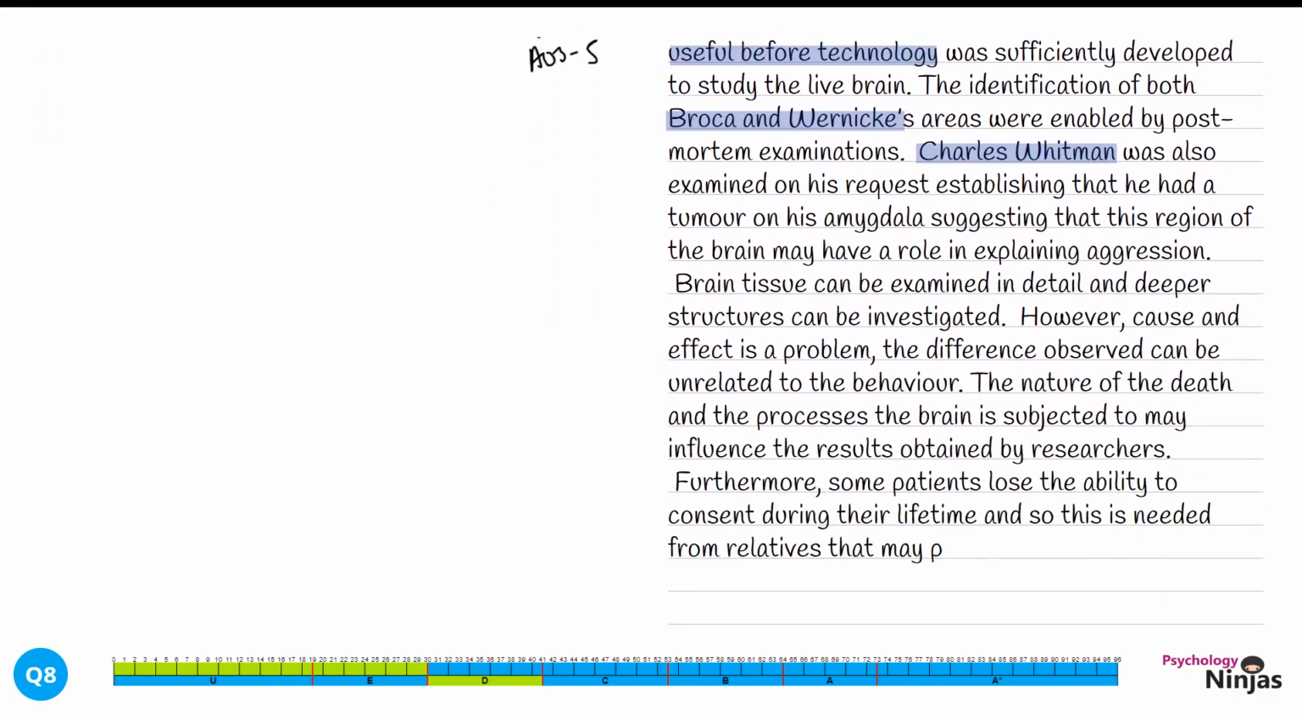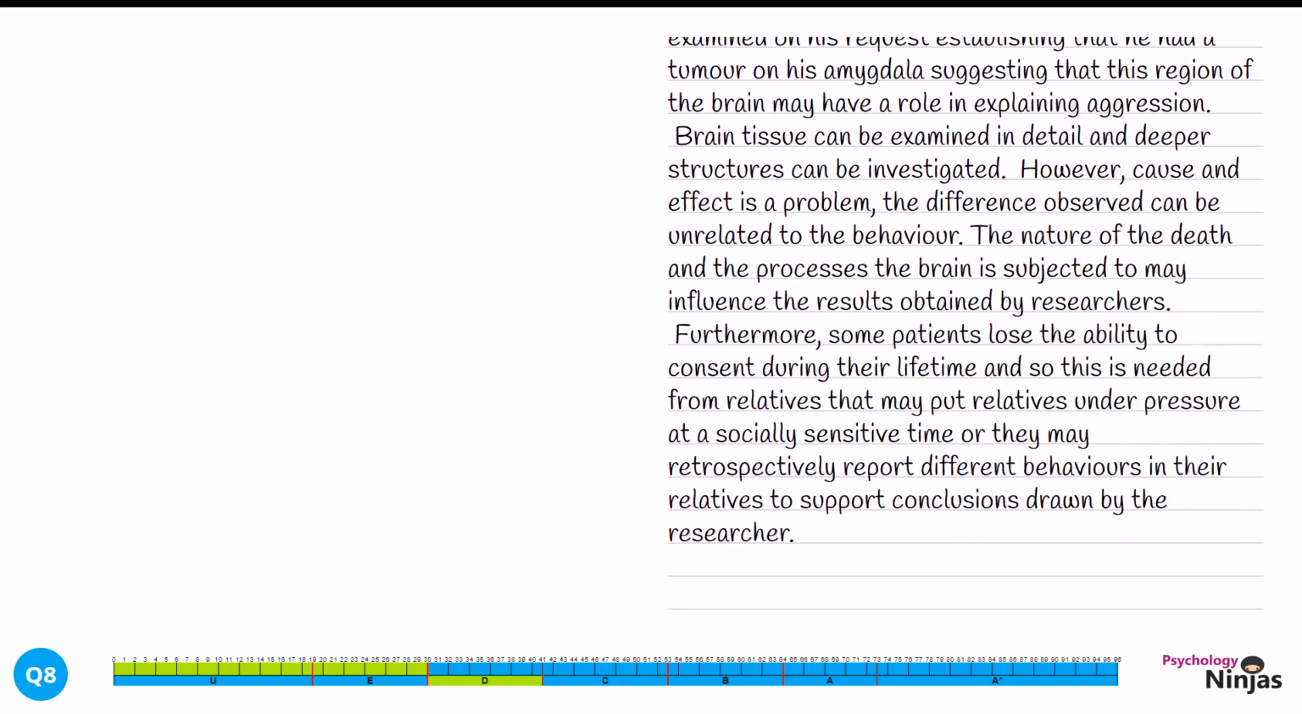However, cause and effect is a problem. The difference observed can be unrelated to the behaviour. The nature of the death and the processes the brain is subjected to may influence the results obtained by researchers. Furthermore, some patients lose the ability to consent during their lifetime, and so this is needed from relatives. That may put relatives under pressure at a socially sensitive time, or they may retrospectively report different behaviours in their relatives to support conclusions drawn by the researcher.